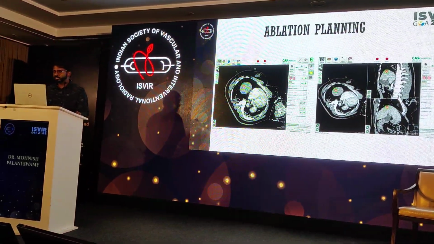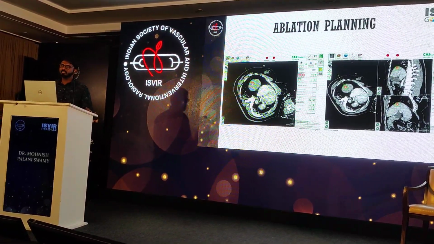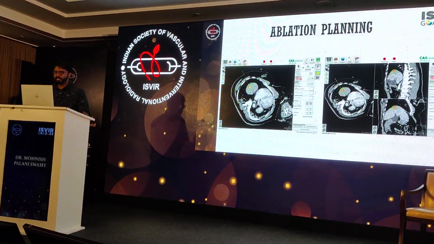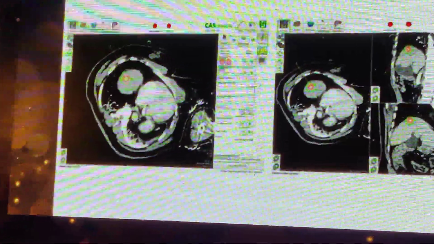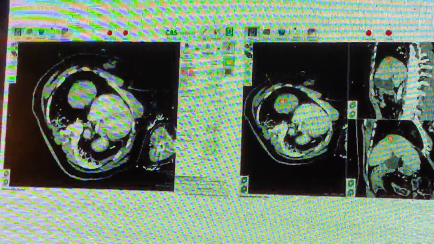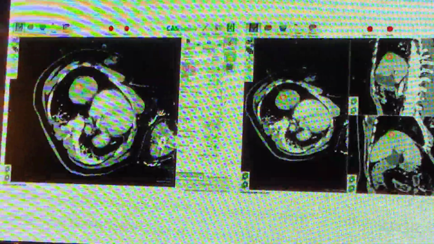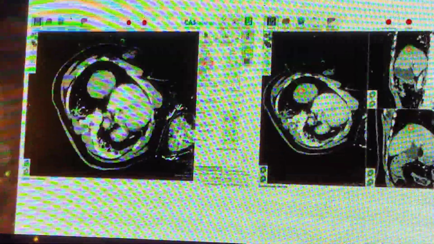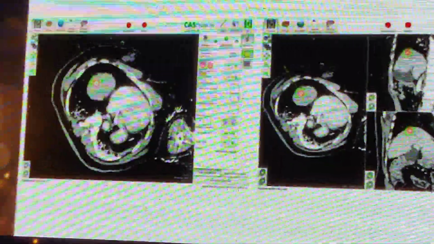So this is one of our cases which we have done, in which you see a lesion in segment 8. Quite high, and it's a cirrhotic liver, and it was quite difficult to reach or even plan freehand. So at that time we used this machine where we are planning. You see the one marked in red.